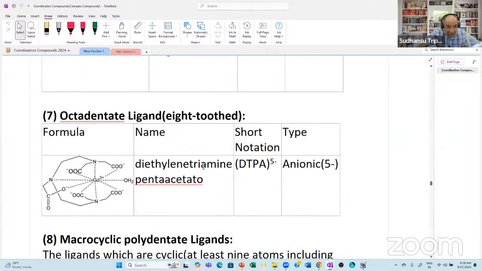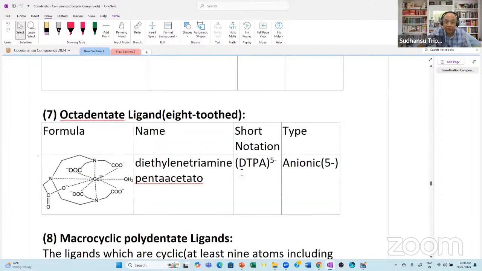Similarly, there is an octadentate ligand, with 8 teeth. It is DTPA 5 minus, diethylene triamine pentaacetato, just like dien, diethylene triamine. Similarly, this is diethylene triamine, CH2, CH2, NH2, then CH2, CH2, NH2, and there will be CH2, CH2, and another N. The coordination number is 8.